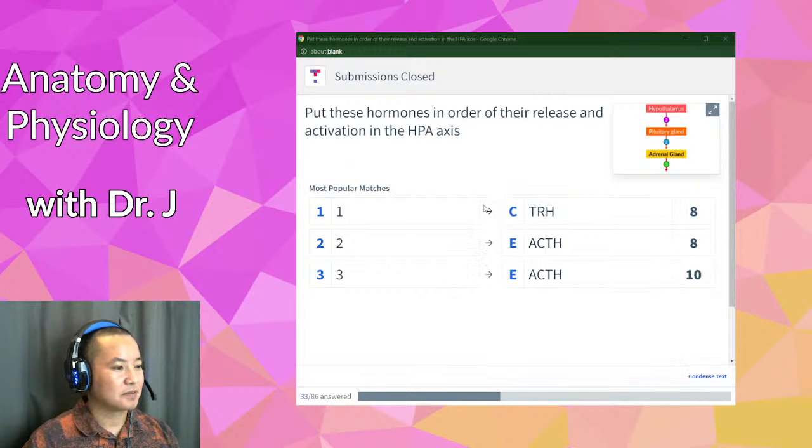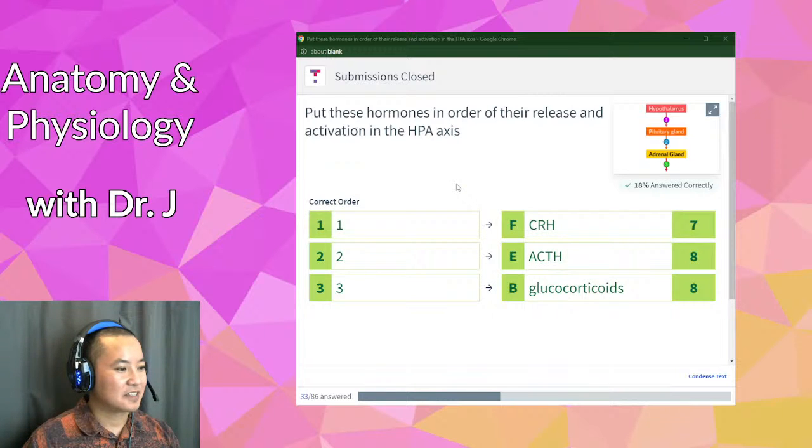Alright, so what we see is the most popular matches are here, and this isn't quite right. So with this is corticotropin releasing hormone, then we have ACTH, and then we have our glucocorticoids including cortisol. Yeah, that was a little curveball there, but glucocorticoids, remember cortisol, is part of this axis, and the other choices like TRH, TSH, that's in the thyroid axis, so that would be the HPT. But in this one right here, we're talking about the HPA axis.